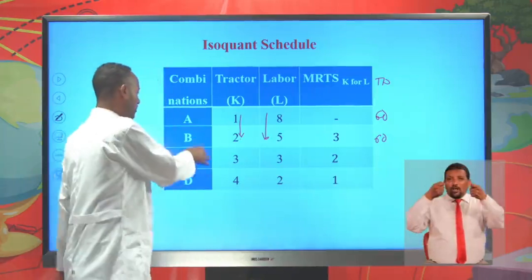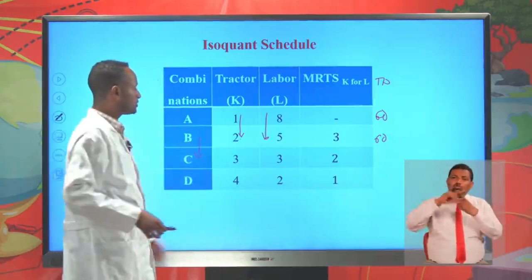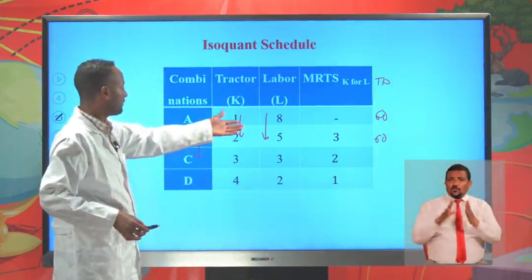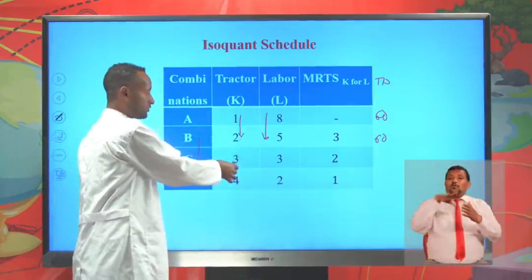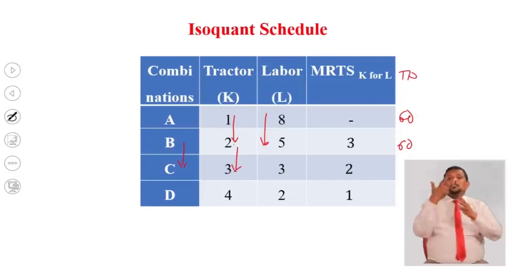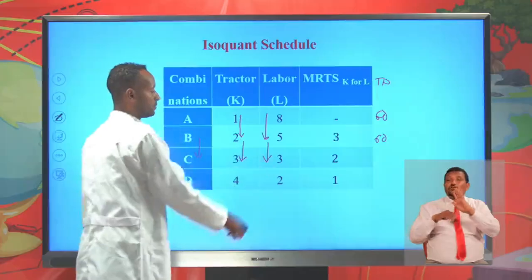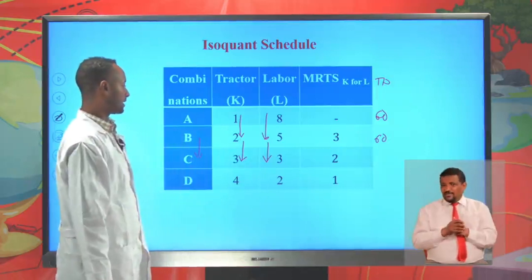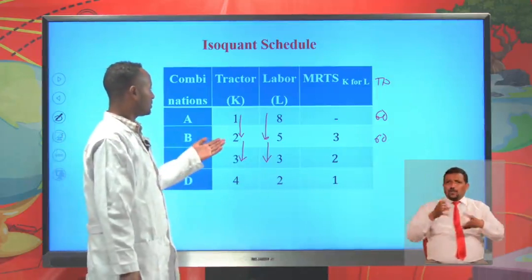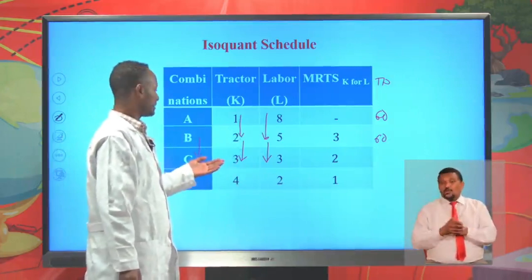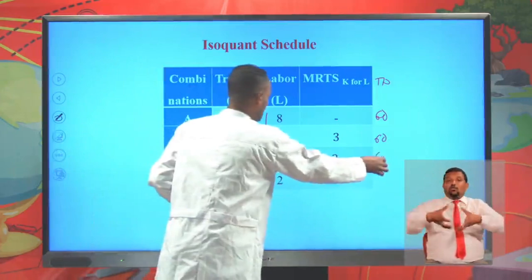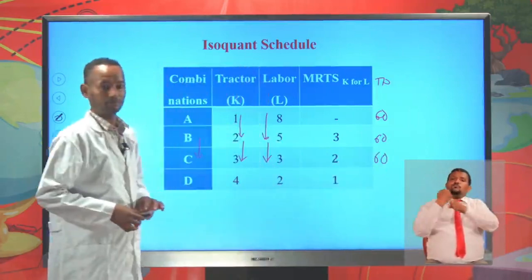Again, when we move from combination B to C, the output that the farmer gets from 2 tractors and 5 labor is equal to the output from the combination of 3 tractors and 3 labor. As the farmer increases employment of the variable input tractor, he is reducing employment of the variable input labor. So the farmer gets 60 quintal from 2 tractors and 5 labor, and again 60 quintal from 3 tractors and 3 labor.